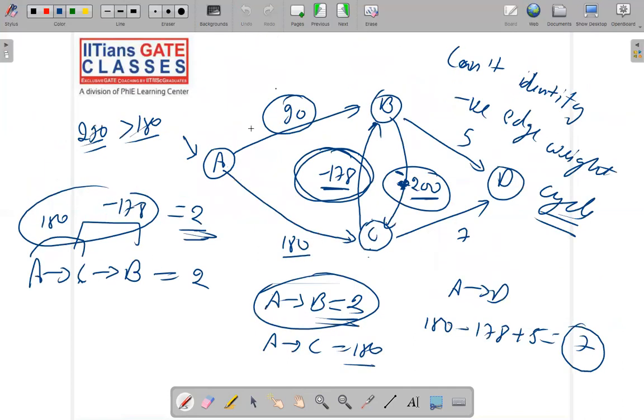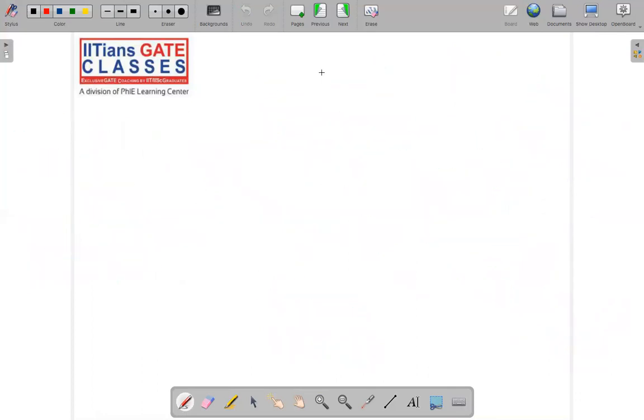Right here, from A to B, it's showing us that this is 90. Actually, it's 2. 181 minus 179 is added, then it will take 2. And A to D is also showing 95, but actually it's 7. If we go like this, A to D is 7, but it's showing 95 as per the Dijkstra algorithm. So let's see the Bellman-Ford algorithm, which takes order of V cube.